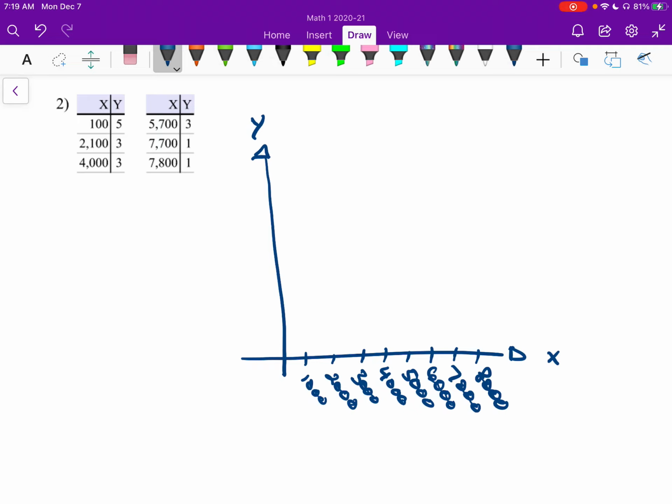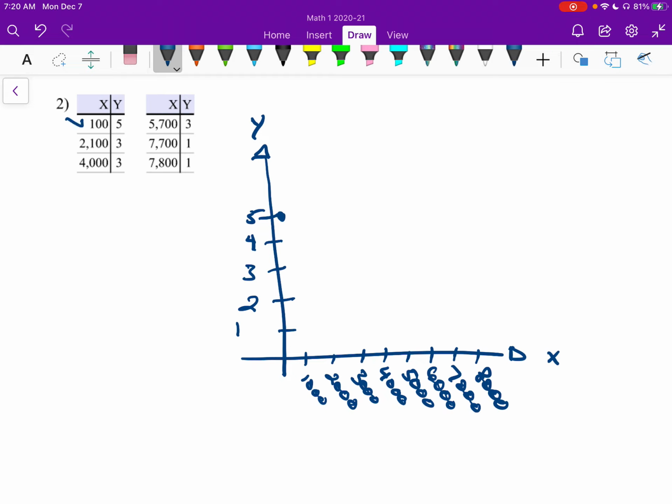And then we look at the y's. Y goes between 1 and 5, so I'll just count by ones. So 1, 2, well, that was probably too high up. 1, 2, 3, 4, 5. All right, now we're ready to plot. My first point is 100, 5. So 100 is going to be really close to the y-axis, and then 5 will be up here, so I'll put it right there.